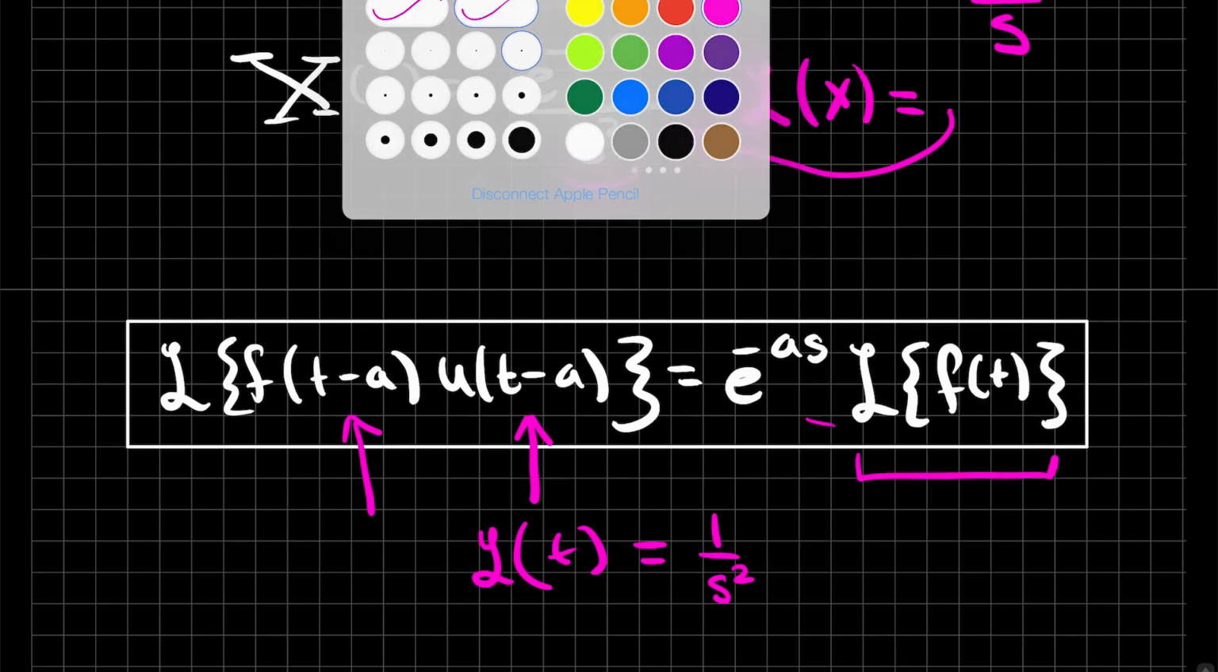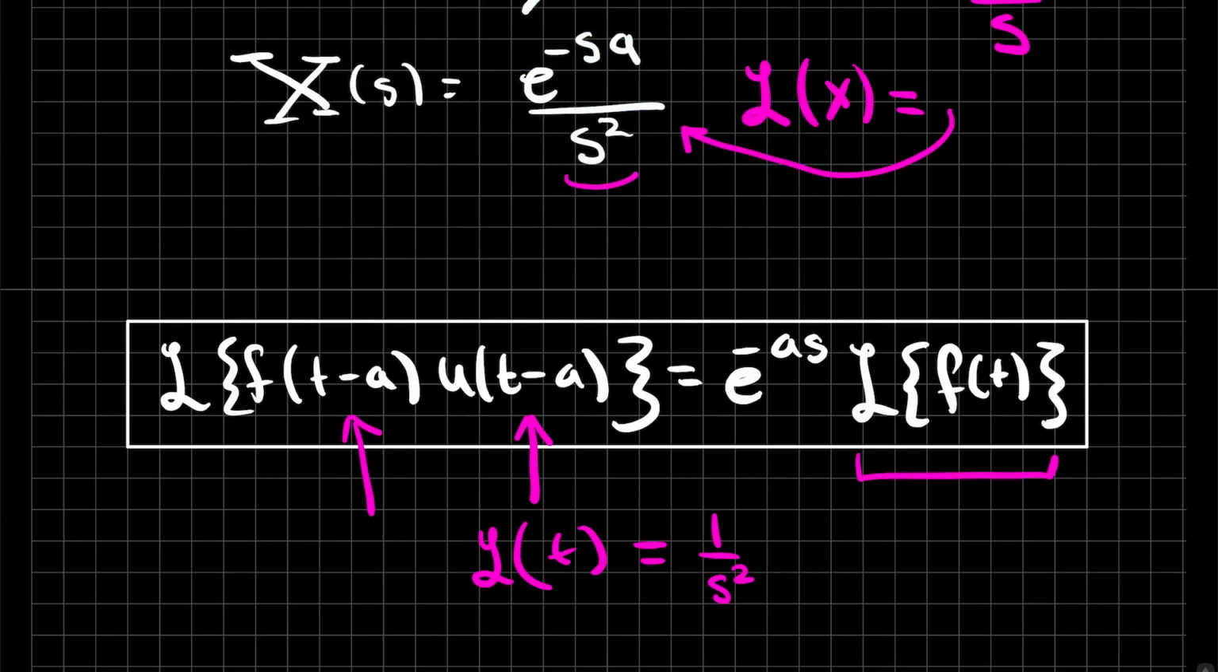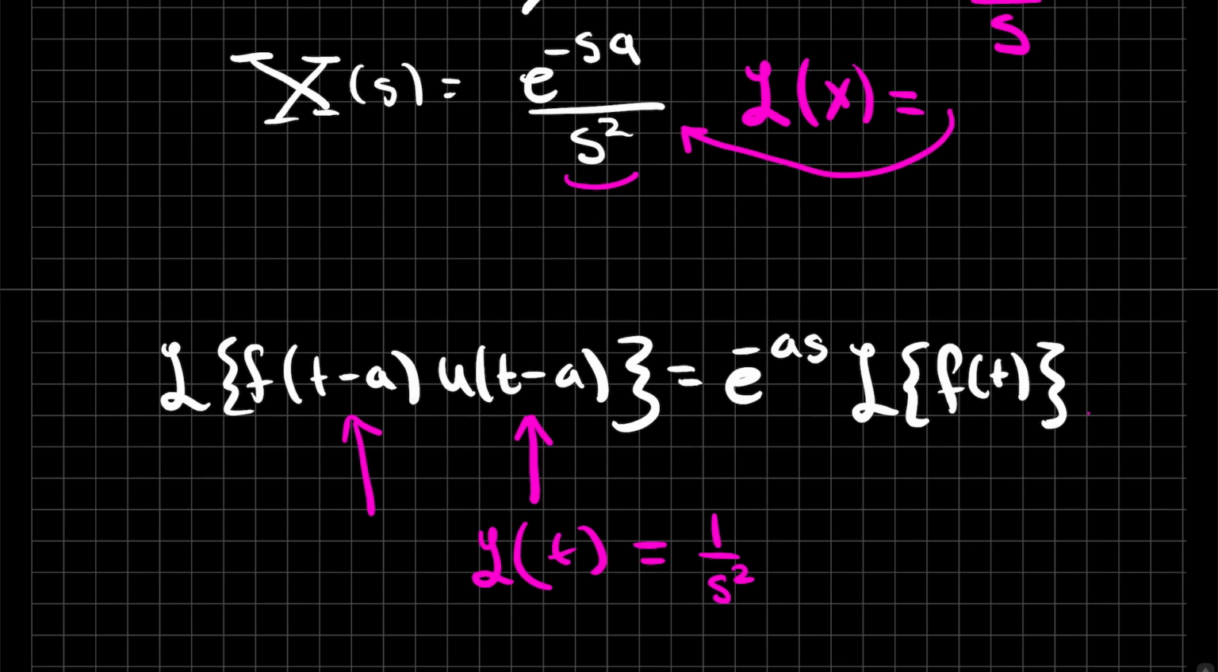So let me go ahead and erase this box that I got going on. And so we have e to the negative as, this is what we want, times 1 over s squared. Well, we know what kind of f gives us that, so let me go ahead and erase this and just put it in. It's t. Okay, carrying that through, the function t, I plug in t minus a, and I get that.